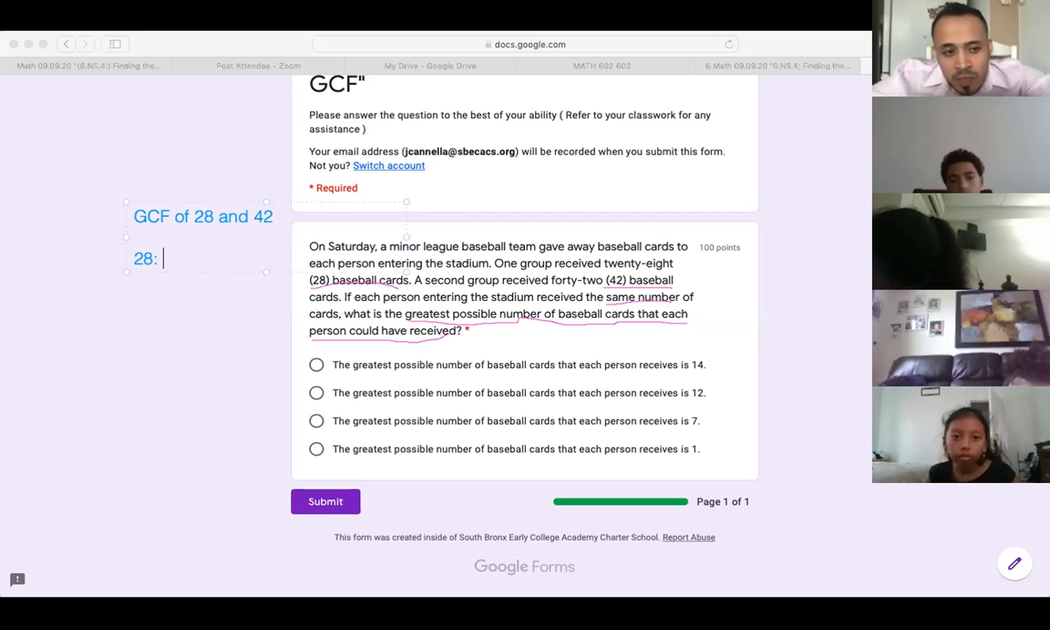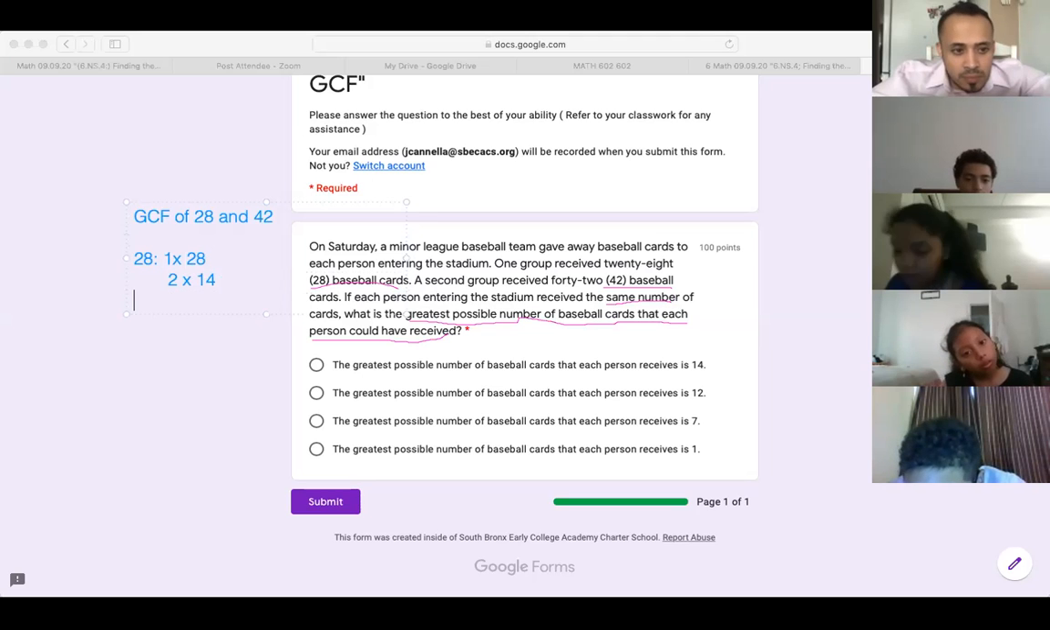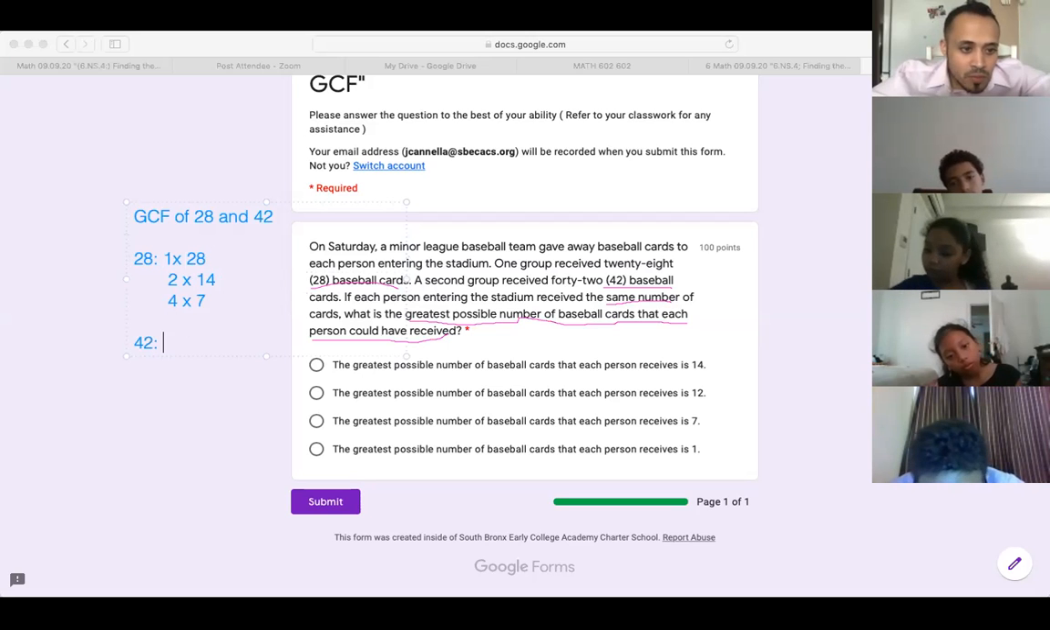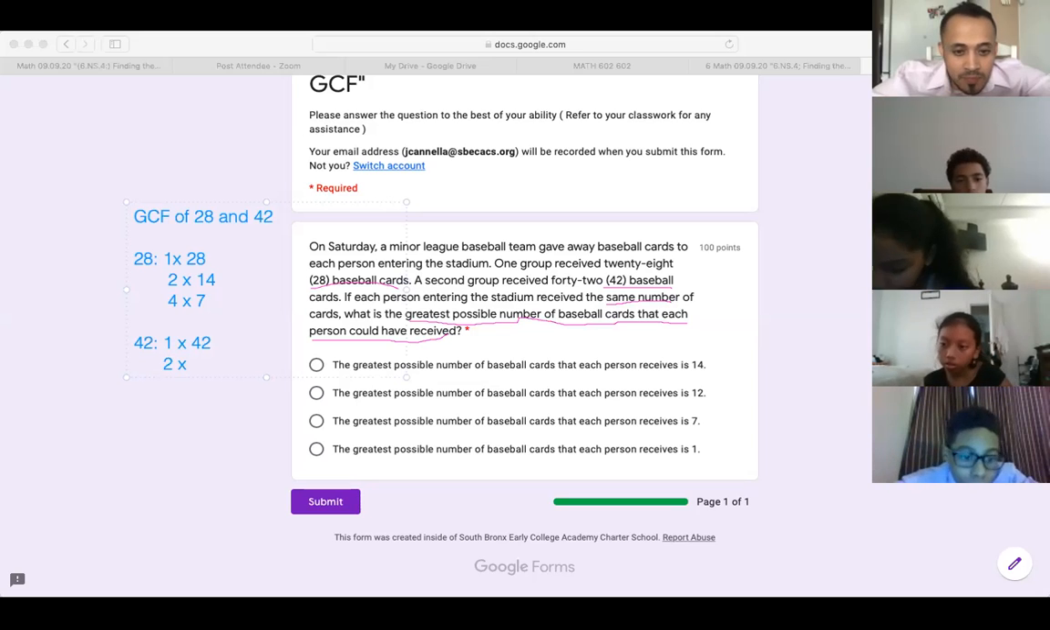So let's start with 28. 1 times what equals 28? Good. How about 2? 14. Good. How about 4? 7. Good. Let's do 42 now. We start with 1 times 42. Good. How about 2? 2 times what? He said 21. Good. How about 3, guys? 3 times what?